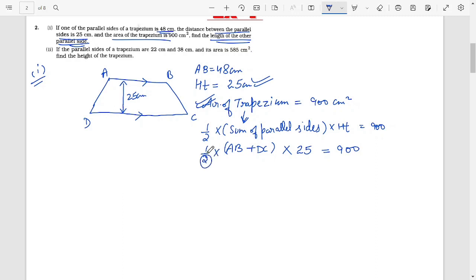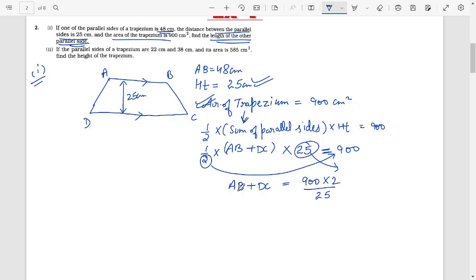Now what we will do? This 2 is in divide. This 2 is coming under the sign, that means in the denominator. When we will bring this 2 on the other side, divide 2 will come in multiply. What about this 25? 25 is in multiply on the left side of equal to. When we will bring on the right hand, this will come in divide. So the remaining term on the left hand will be AB plus DC. 2 and 25 we are removing from the left hand. Now we will bring them on the right side. So 900 will remain at its place. Divide 2 will come in multiply 2. Multiply 25 will come in divide.